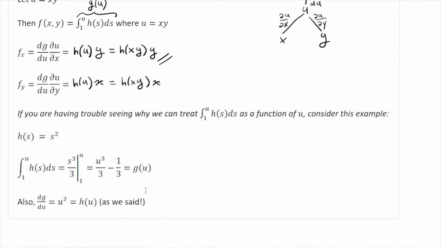And then also, if you were to differentiate g with respect to u, well, this is the only part that's not constant. It will give you 3u squared over 3, which is u squared. And that's because we integrated and then we differentiated, right? That's how we got this. Or you could use what we used here, the fundamental theorem of calculus, to write it as h of u.